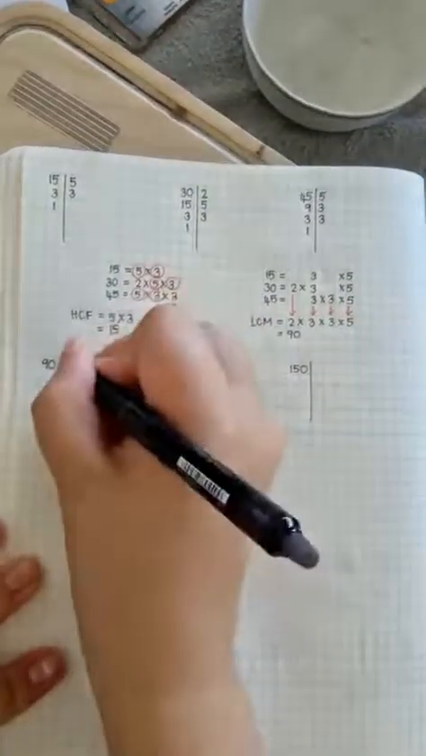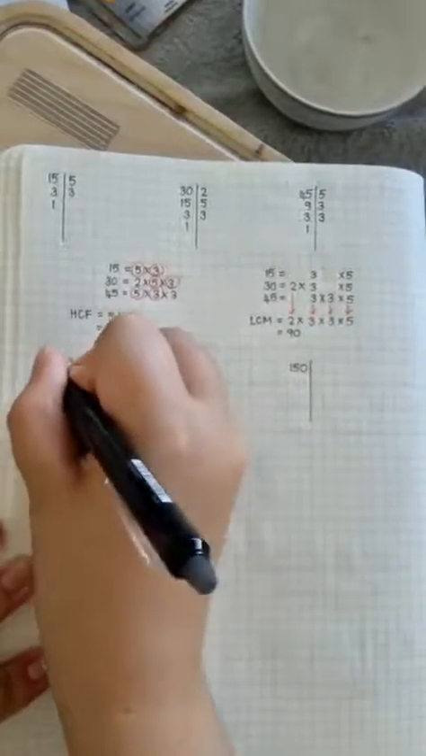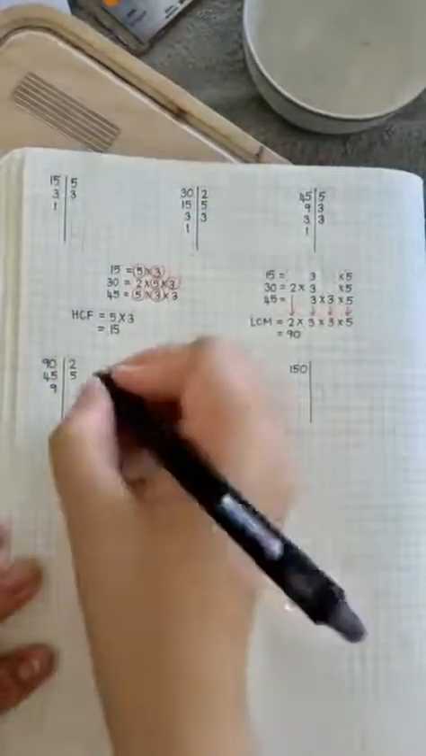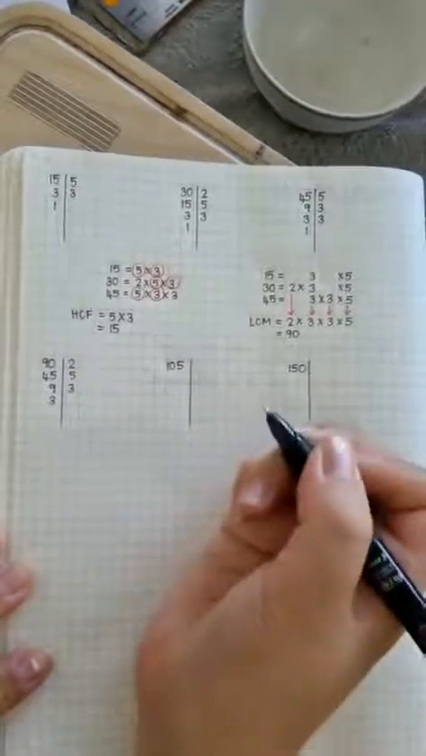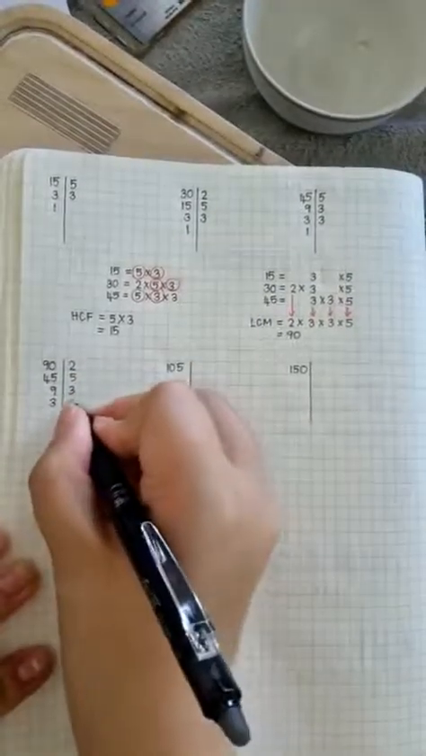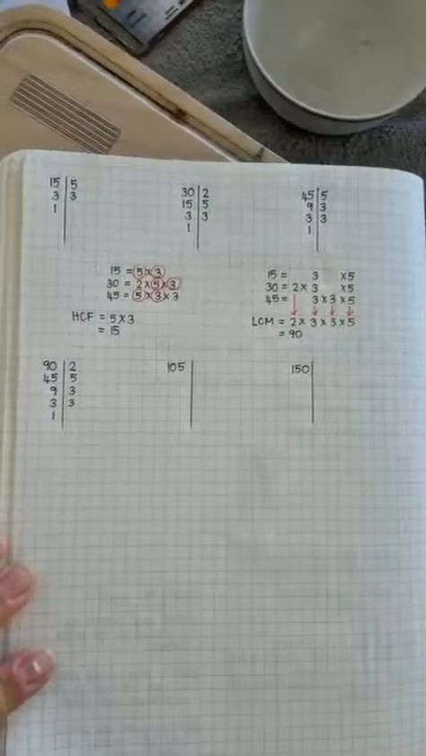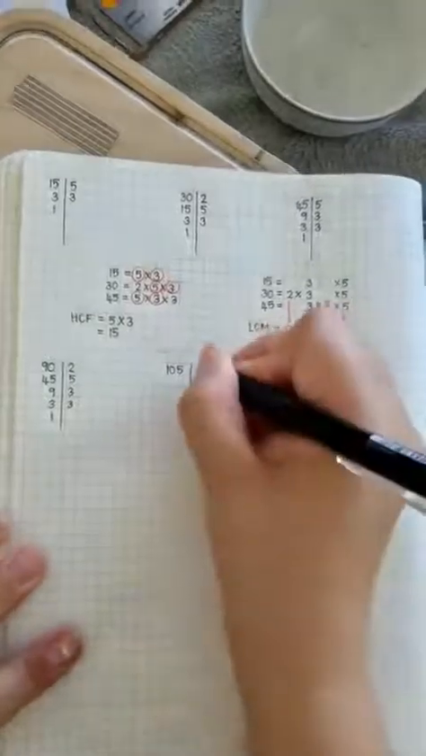90 is divisible by 2, right? 90 divided by 2 is 45. 45 is divisible by 5. 45 divided by 5 is 9, right? 9, you can divide 3 into that. 9 divided by 3 is 3, which is a prime number, so we can divide 3 by itself, and then we're left with 1. Okay, if we're looking at 105, let's do 5 again.